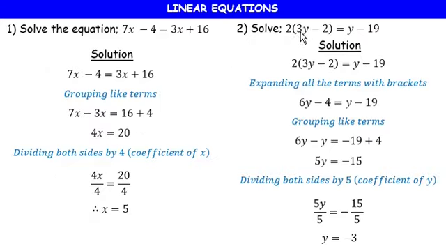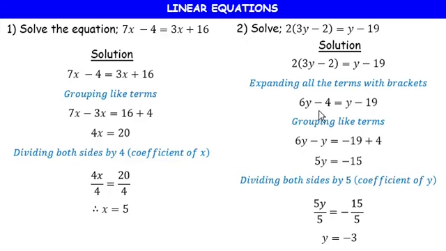So here we had 2 into bracket 3y minus 2 is equal to y minus 19. The first thing we did was to expand the bracket. After expanding, we had 6y minus 4 is equal to y minus 19. Now the next thing is to group like terms, right? So we have 6y, we have y. Grouping like terms means that you put all the y's at one side, and then put all the ordinary numbers, which we term as the constants, at another side separately, right?